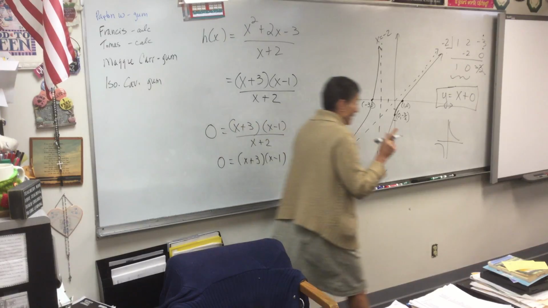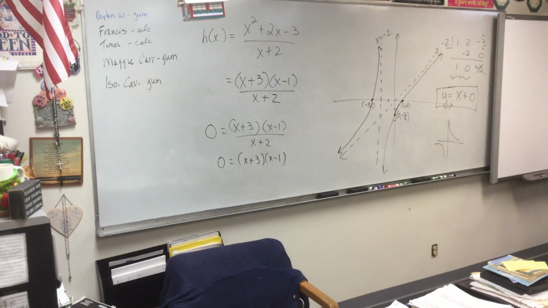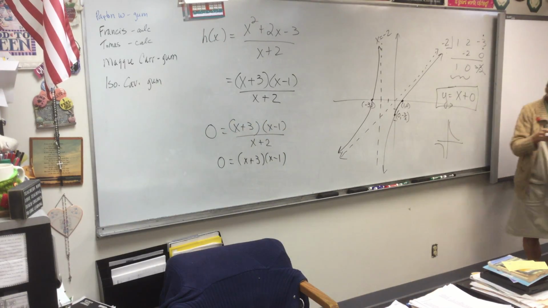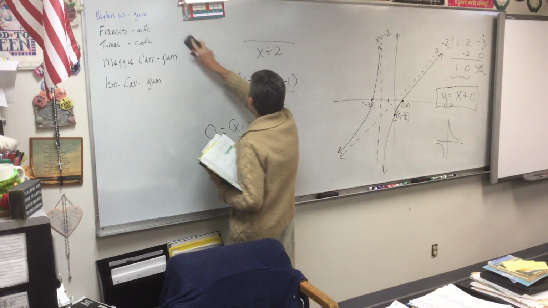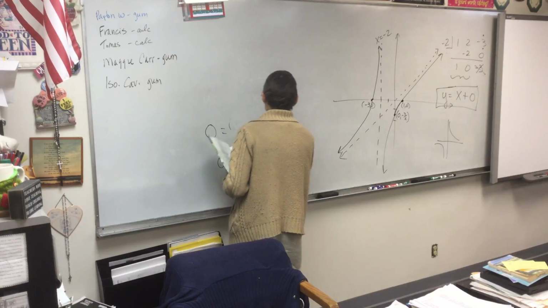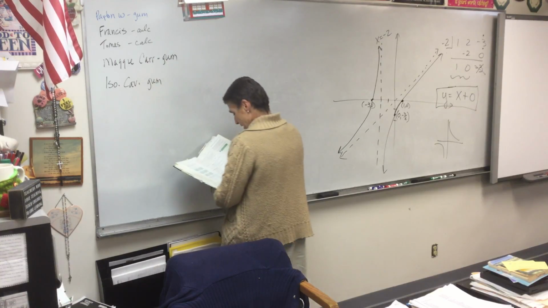Oh, let's try another one. That was 43, let's do 44. Will this one, number 44, will it have a slant asymptote? Yes.